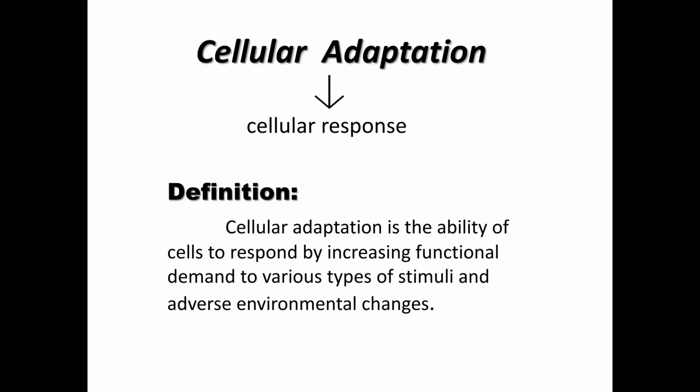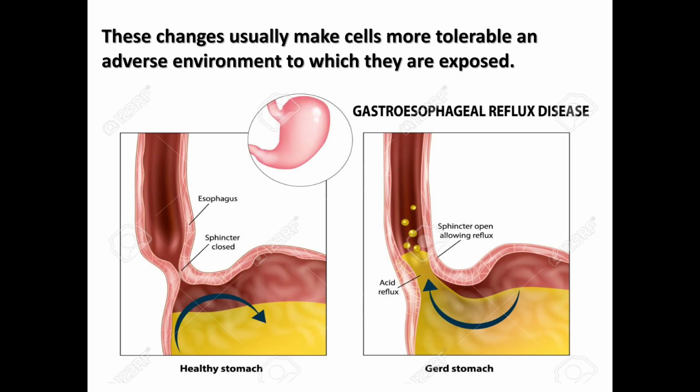It's very simple. Cellular adaptation is cellular response. In simple words, we can say that it's the response of a cell to external stresses. One definition can be that cellular adaptation is the ability of cells to respond by increasing functional demand to various types of stimuli or adverse environmental changes, which means that a cell increases its functional demand to adjust with the external stimuli or stresses. All right, so why are these changes made by the cell?